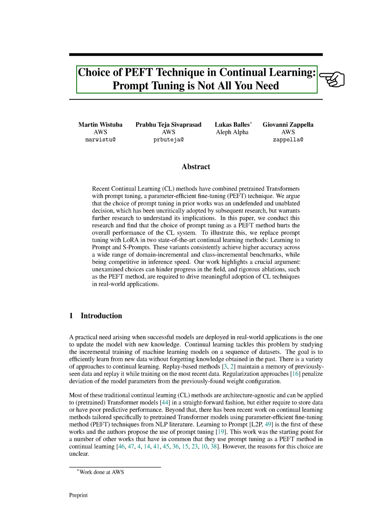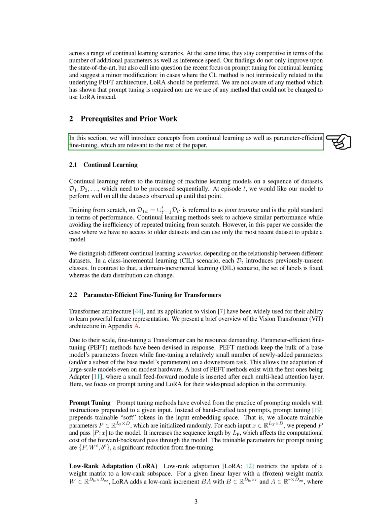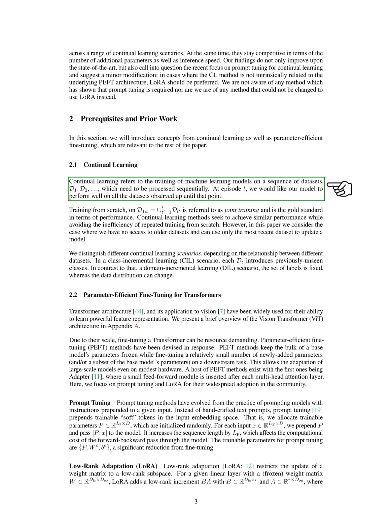Section: Introduction. In this section, we will introduce concepts from continual learning as well as parameter-efficient fine-tuning, which are relevant to the rest of our paper. Continual learning means training machine learning models on a sequence of datasets, which must be processed one after the other. At each step, we want our model to perform well on all the datasets seen so far.